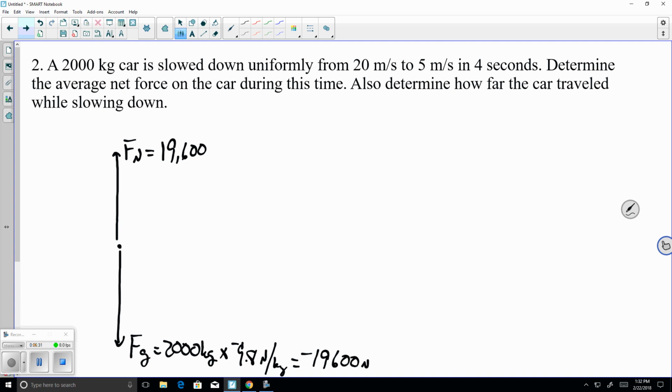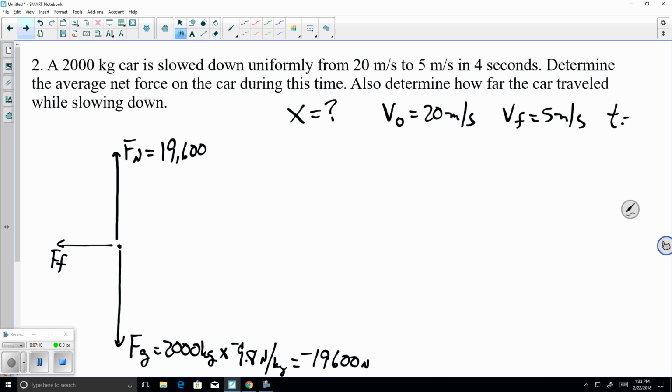And then I'm going to have this car slowing down. So let's just have this going to the left, and the braking force is a friction force. Okay. So I want to know how far it goes. So that's what I'm looking for. Okay. So what do I know? I know that the initial velocity, sometimes it's VO, sometimes it's VI, is equal to 20 meters per second. That's given. So this is something else you should be writing down. Write down the givens. The final velocity is 5 meters per second. So the car is slowing down, and time equals 4 seconds.